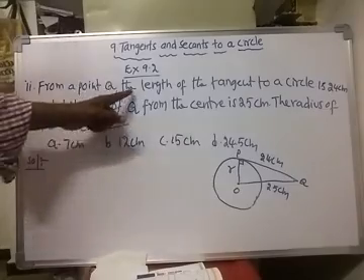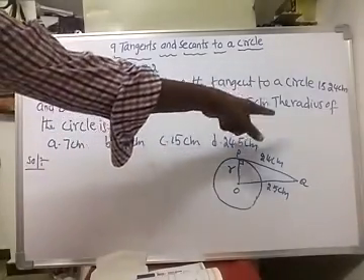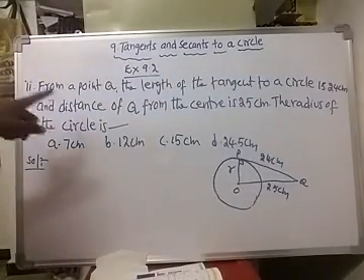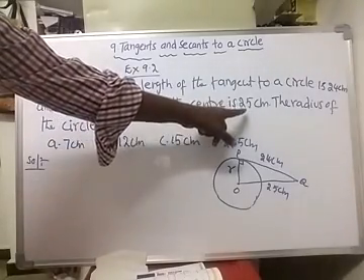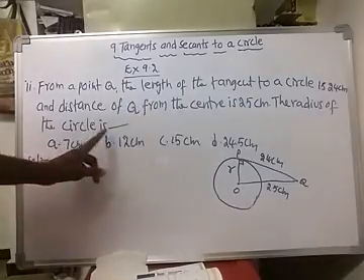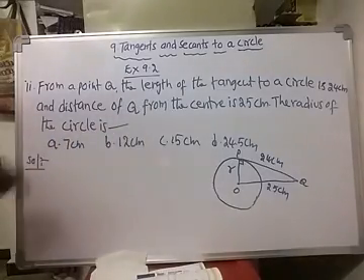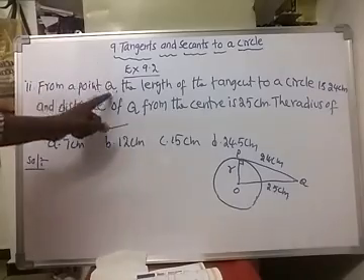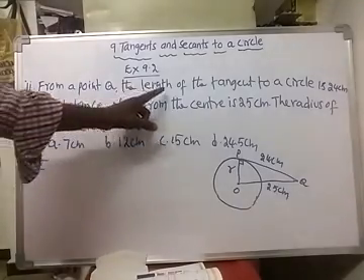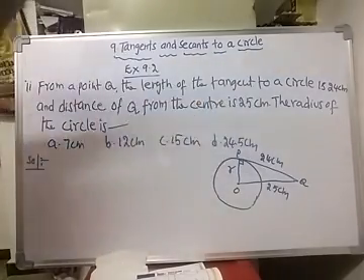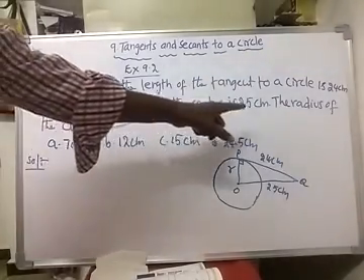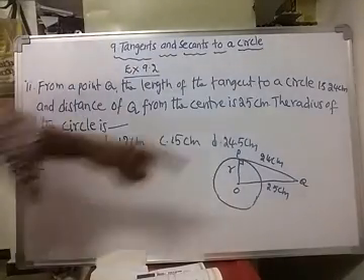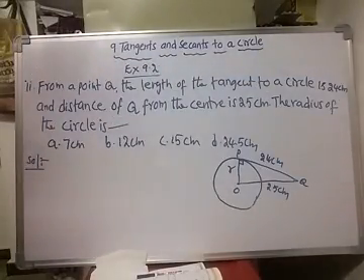From a point Q, the length of the tangent to a circle is 24 centimeters and the distance of Q from the center is 25 centimeters. The radius of the circle is how much? What are we finding? We are finding the radius of the circle. How do we find it? First of all, we draw the figure from the given data.